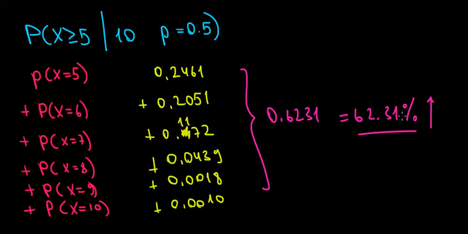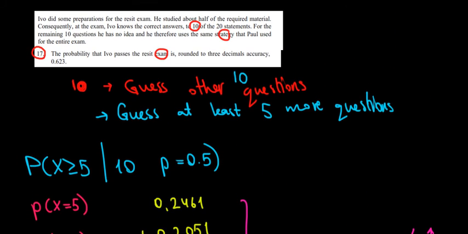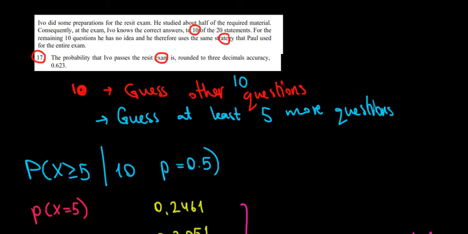So that is pretty high, because he's in a good position. He already knows 10 correct answers, he has to guess another 10, and he only needs at least 5 correct from the remaining 10 questions. So that's a pretty doable deal. That's why this probability is so high. I hope this makes sense. Now, if we check with the answer key, we can see that the answer is 0.623, and that's exactly what we got. So the answer is true, and we are done.